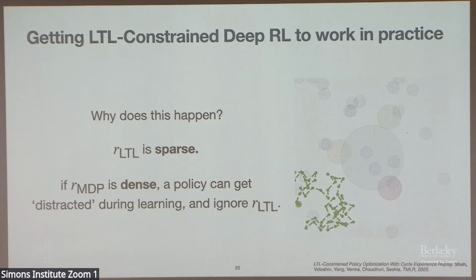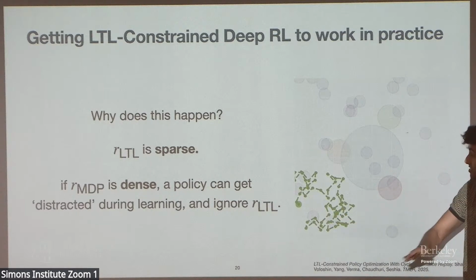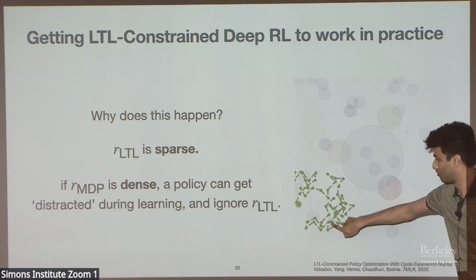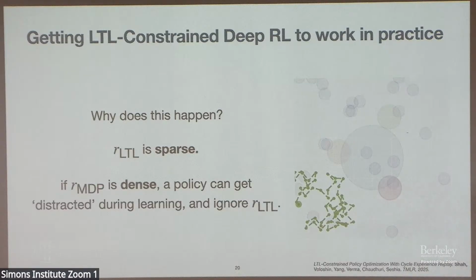And it's very easy to see that if your feedback is that sparse, but your optimality condition is dense, right? I just get a reward every time I hop into these settings, then it's easy for this to get distracted, so to speak, and focus purely on the optimality condition and ignore the correctness condition, which is really bad, right? We really, really don't want this.